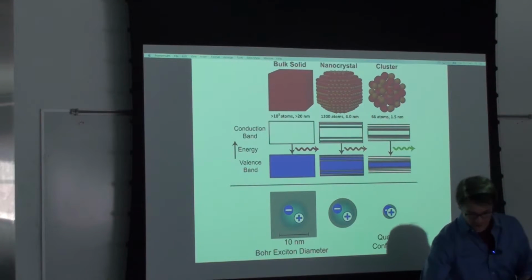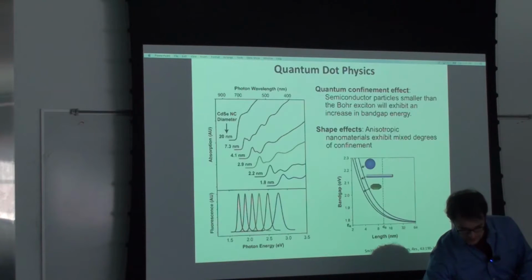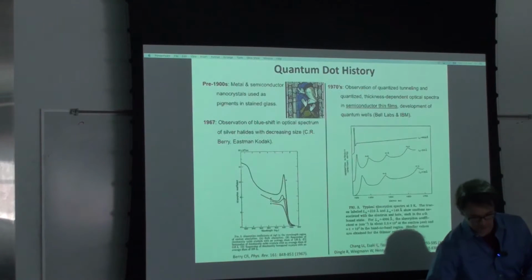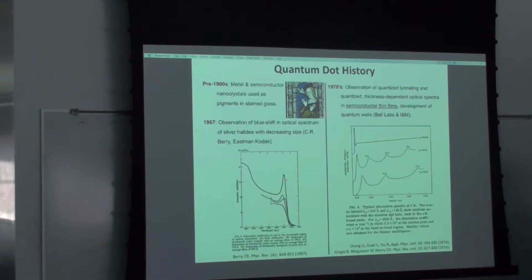So that's kind of how they work. So I'll take you basically briefly through the history of them. Nanoparticles made out of optical materials like metals and semiconductors have been around since the medieval times.